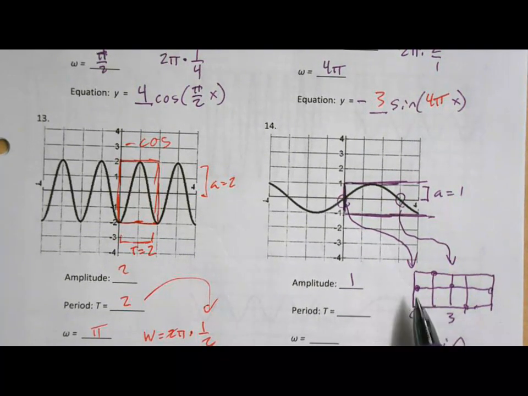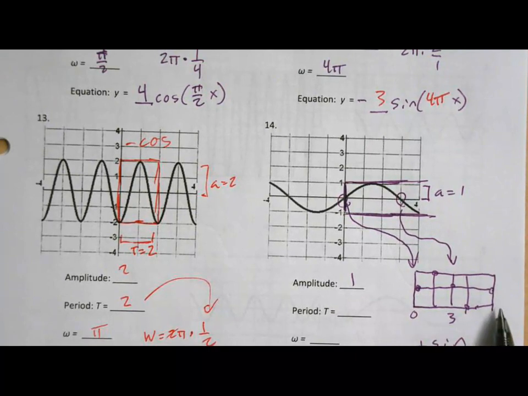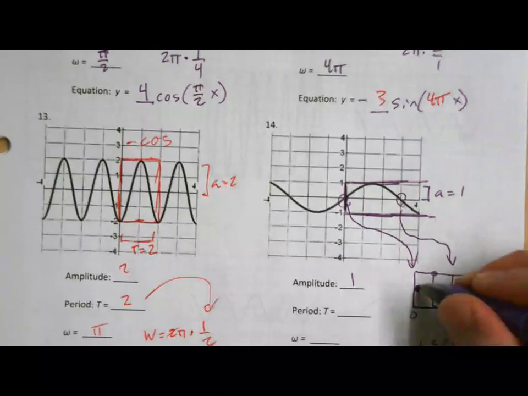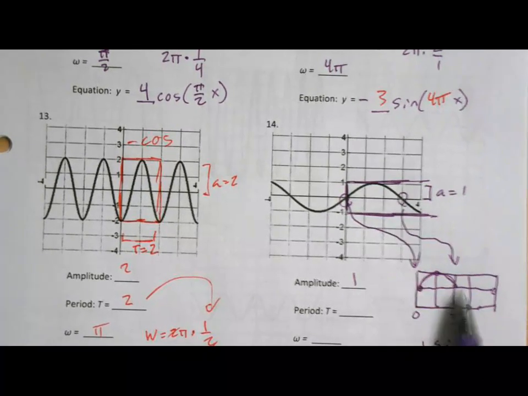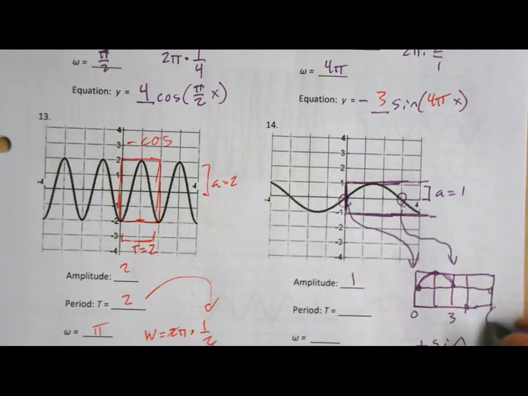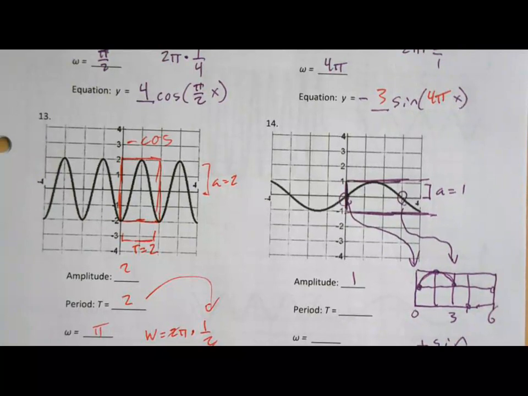And so it helps me, in this case, it helped me to kind of draw it out and say, okay, well, I'm seeing this part happen. That happens at 3, so then this must be another 3. This must go out to 6. So a period's going to be 6.